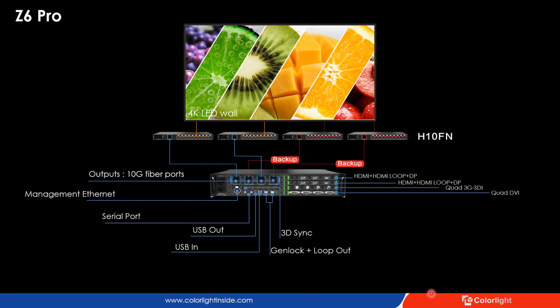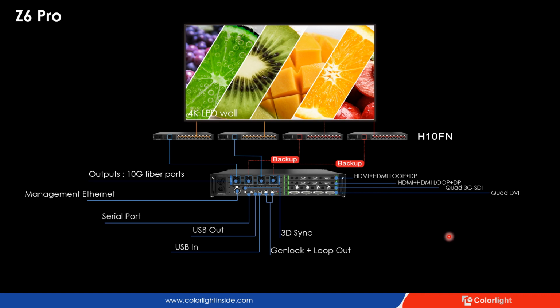This is the Z6 Pro back panel. The right side has 4 replaceable video input cards: 2 HDMI cards on the top, 1 quad SDI card, and 1 quad DVI card. Each card is capable of receiving a 4K signal.